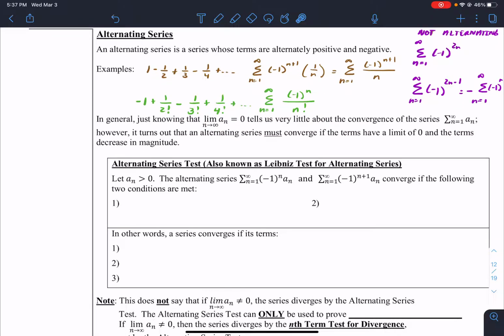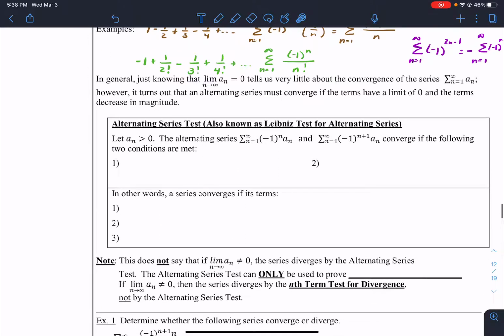In general, just knowing that the limit is equal to 0 doesn't tell us a lot. If the limit is equal to 0, remember, that doesn't necessarily confirm convergence for us. If it's not equal to 0, that does fall under the nth term test. That would fall under diverging. But just because it's equal to 0 doesn't necessarily mean it converges. However, with alternating series, it kind of does. And we'll talk more about that in a bit, but we have 3 conditions.